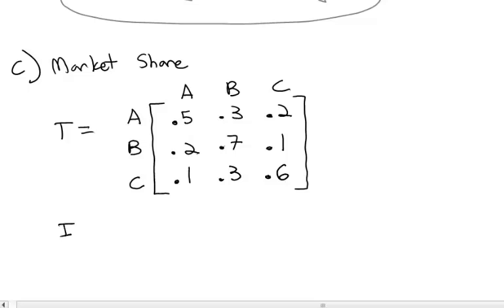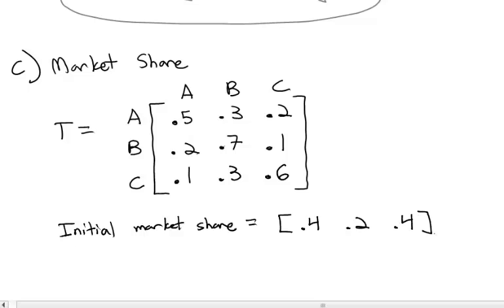We also know that the initial market share is 0.4, 0.2, 0.4. That means 40% of customers belong to A currently, 20% belong to B currently, and 40% belong to C currently.